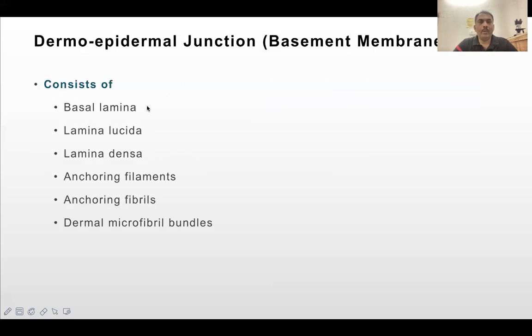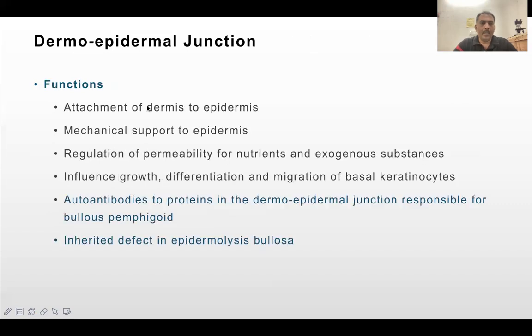Now coming to the dermoepidermal junction, which is also known as the basement membrane zone, which consists of the basal lamina, the lamina lucida, the lamina densa, anchoring filaments, the anchoring fibrils, and the dermal microfibril bundles. It functions mainly as an attachment of the dermis to the epidermis. Through its anchoring fibrils and filaments, it provides support to the epidermis. These anchoring fibrils and filaments are the structures by which the keratinocytes are attached to the dermis.